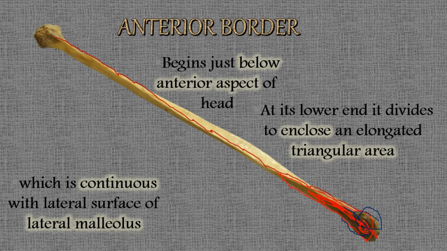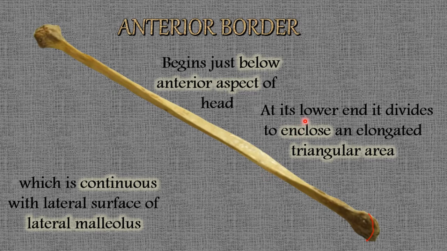Now which is continuous with the lateral surface of the lateral malleolus. I already told you, this is the lateral surface of the lateral malleolus. Now again I repeat, the anterior border begins just below the anterior aspect of the neck, right?